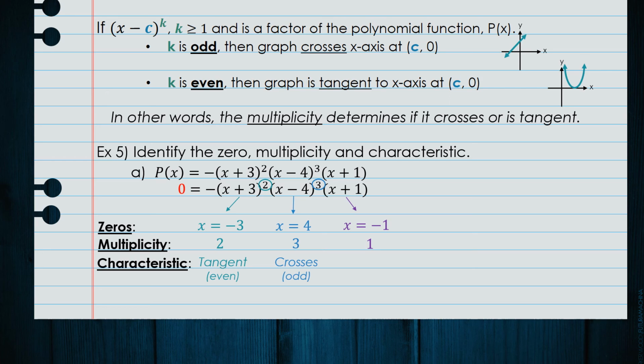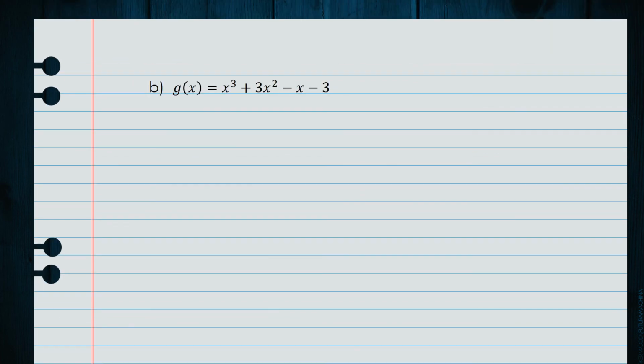The last zero is x equals -1. It had a multiplicity of 1. Since 1 is odd, it will also pass through the x-axis. For example B, we have g of x equals x to the third plus 3x squared minus x minus 3. Again, we're being asked to identify the zeros, multiplicity, and the characteristic.